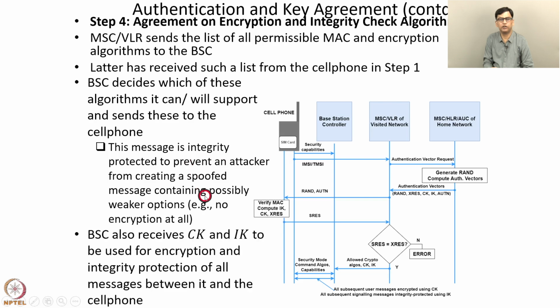The BSC also receives CK and IK to be used for encryption and integrity protection of all messages between the BSC and the cell phone. So that is shown by this arrow. Apart from the allowed cryptographic algorithms, the values of CK and IK are also conveyed by the MSC VLR to the BSC. Subsequently, all the messages that are sent after this authentication process are encrypted using the key CK, and integrity protected using the key IK. So this completes the authentication and key agreement process.